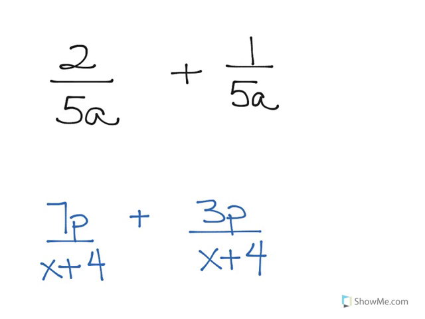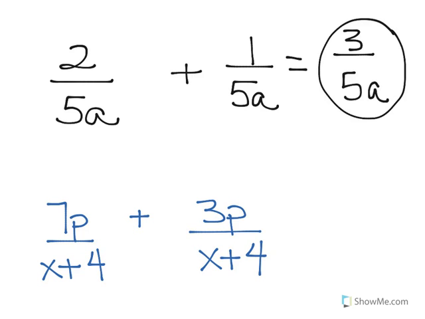So, for example, if we're asked to add the rational expression 2 over 5a plus 1 over 5a, because they have like denominators, we can add the numerators. 2 plus 1 is 3, and we keep that like denominator, 5a. And so our sum is 3 over 5a.